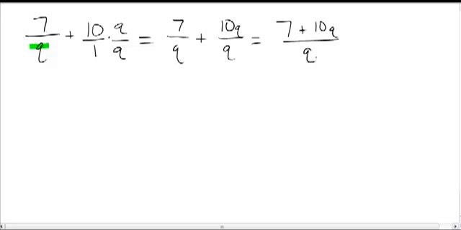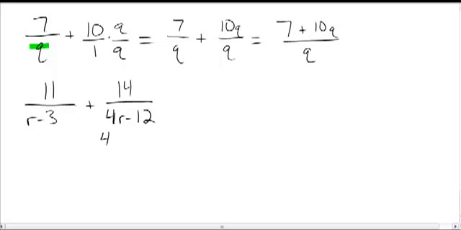All right, how about this one? 11 over r minus 3 plus 14 over 4r minus 12. Now in order to see what the common denominator is here, you really need to factor this right one. 4r minus 12, I'll just do it right underneath. We'll factor out the 4, and that leaves you with r minus 3.